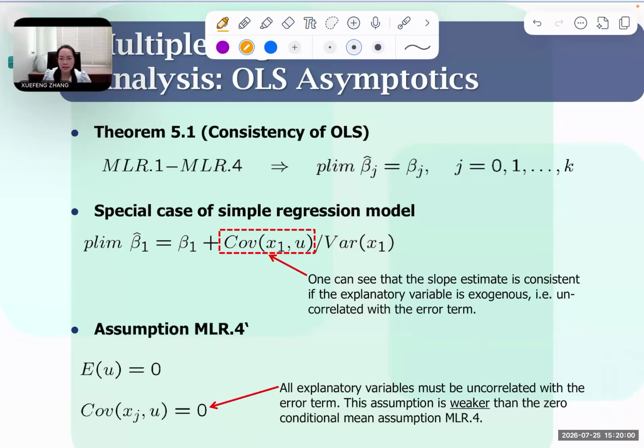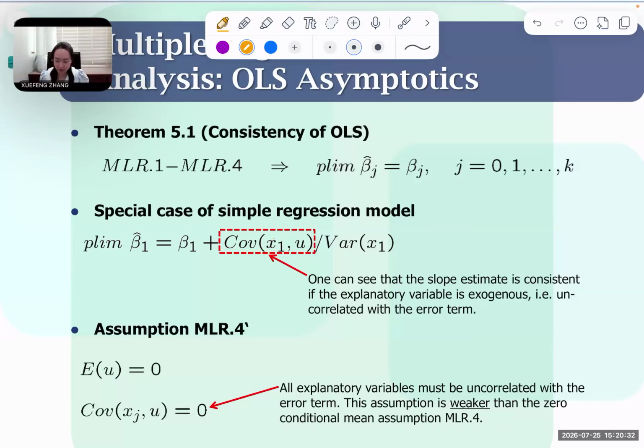Now let's state this formally for OLS, which is Theorem 5.1. Under MLR 1 through 4, the same conditions we used earlier for unbiasedness, OLS is also consistent, which means plim beta j hat equals beta j for every coefficient. Let's look at a simple case to build intuition.